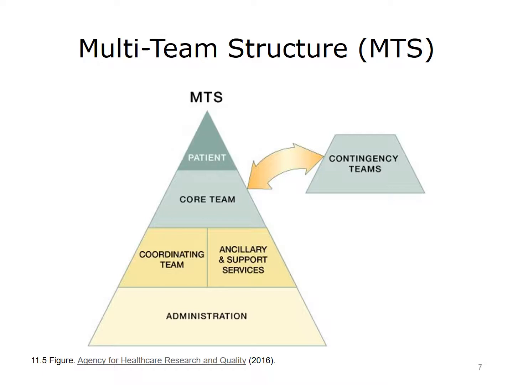A contingency team is one that is called in to interact with the patient for a specialized reason, such as a code blue team that interacts with a patient during a cardiac arrest. The pyramid also contains a coordinating team, such as the larger overall service to whom a patient belongs, such as surgery or medicine or oncology, and so on. Ancillary and support services are another part of the pyramid. The large base of the pyramid is administration.